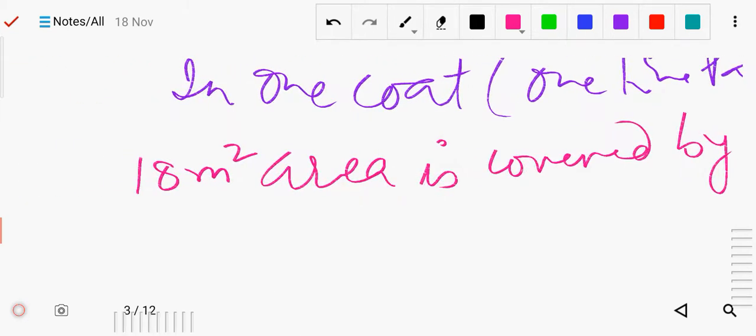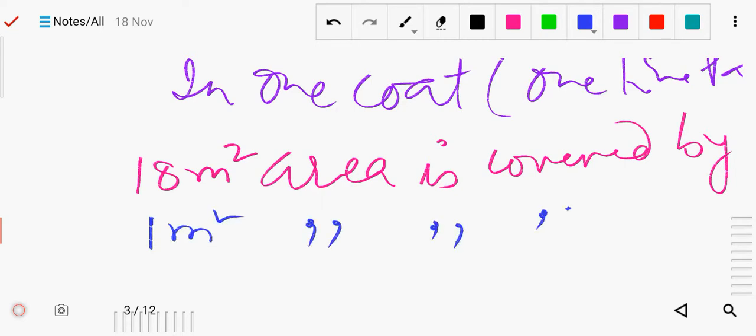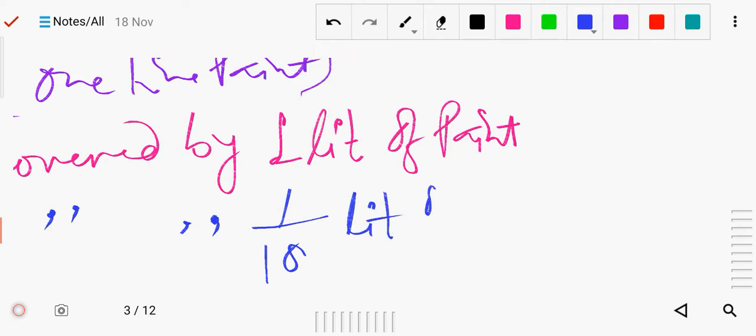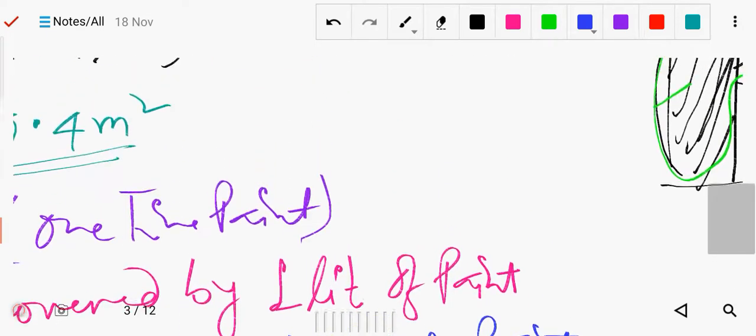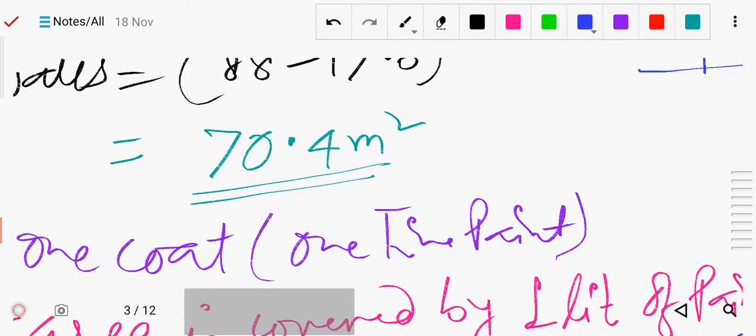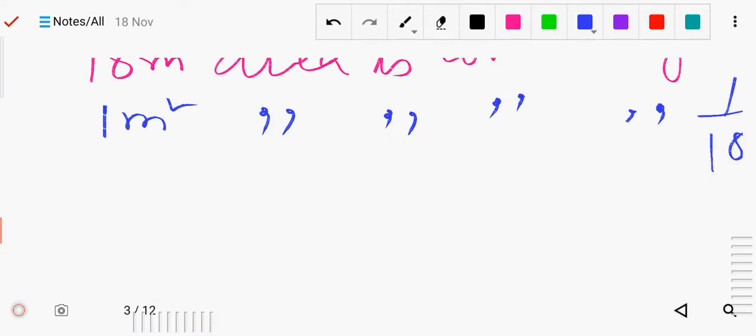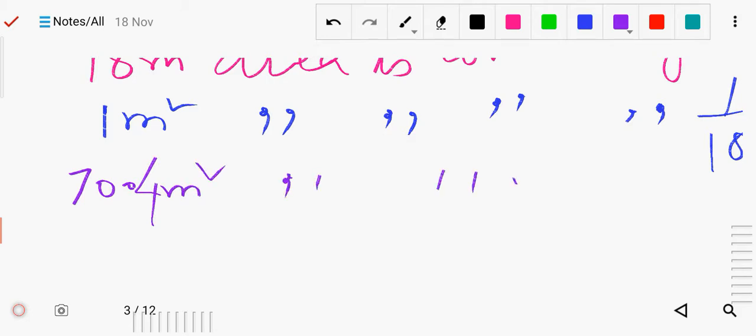It is given. So now we can apply the unitary method. So 1 meter square area is covered by how much liter? 1 by 18 liter of paint. Now how much area do we have to paint? This is the area, 70.4. This we have to paint. So we write 70.4 meter square. This area we have to paint.